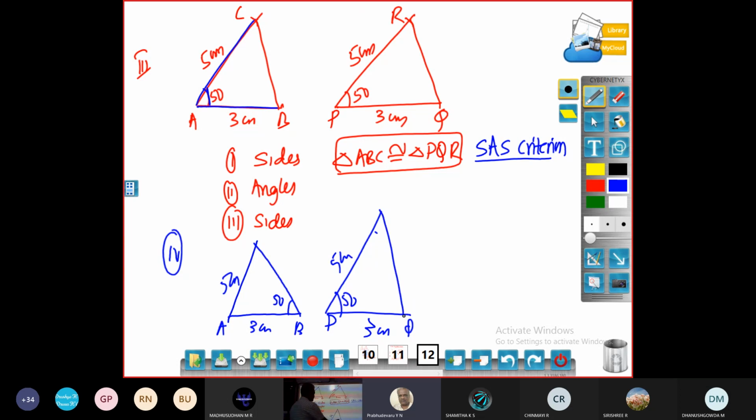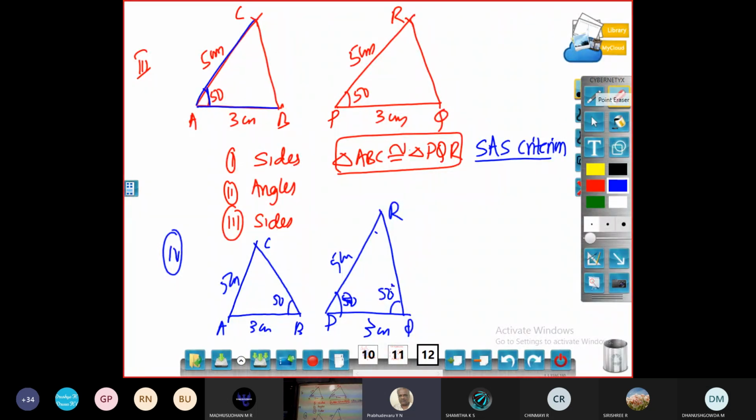Now tell me whether both will fix the triangle or not. Fix the triangles, are they congruent or not? No, sir. This angle is 50 degrees. It is not possible.